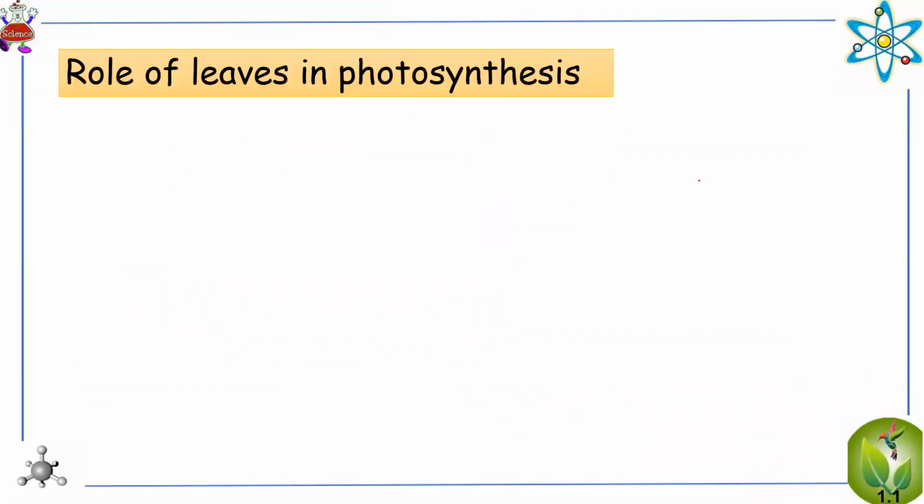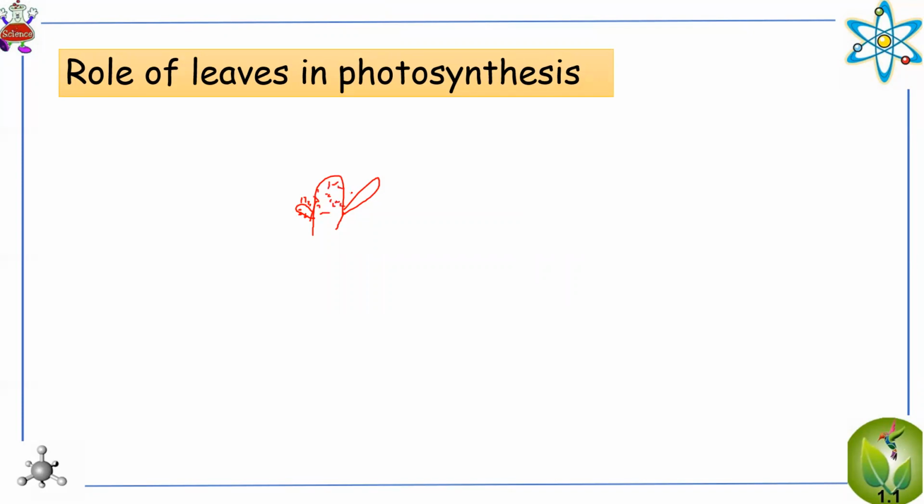Now, the role of leaves in photosynthesis. Before that, just remember that photosynthesis mostly occurs in the leaves, but not in all plants. Just suppose a cactus is there. A cactus is like this, right? The cactus has spines.